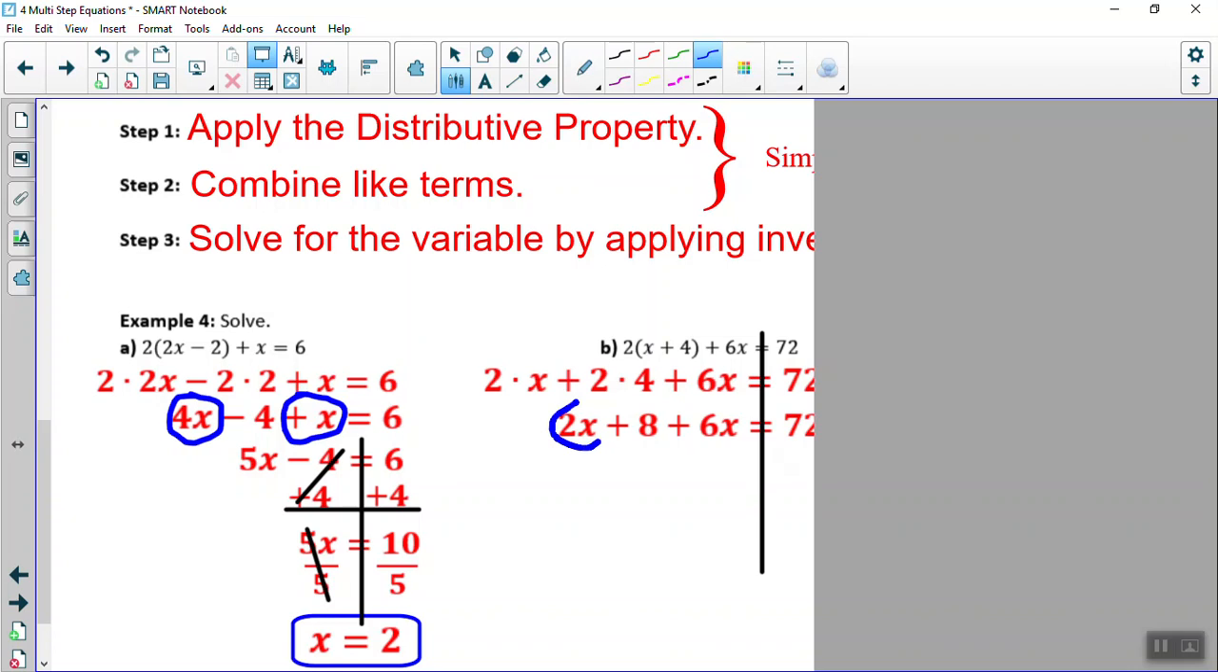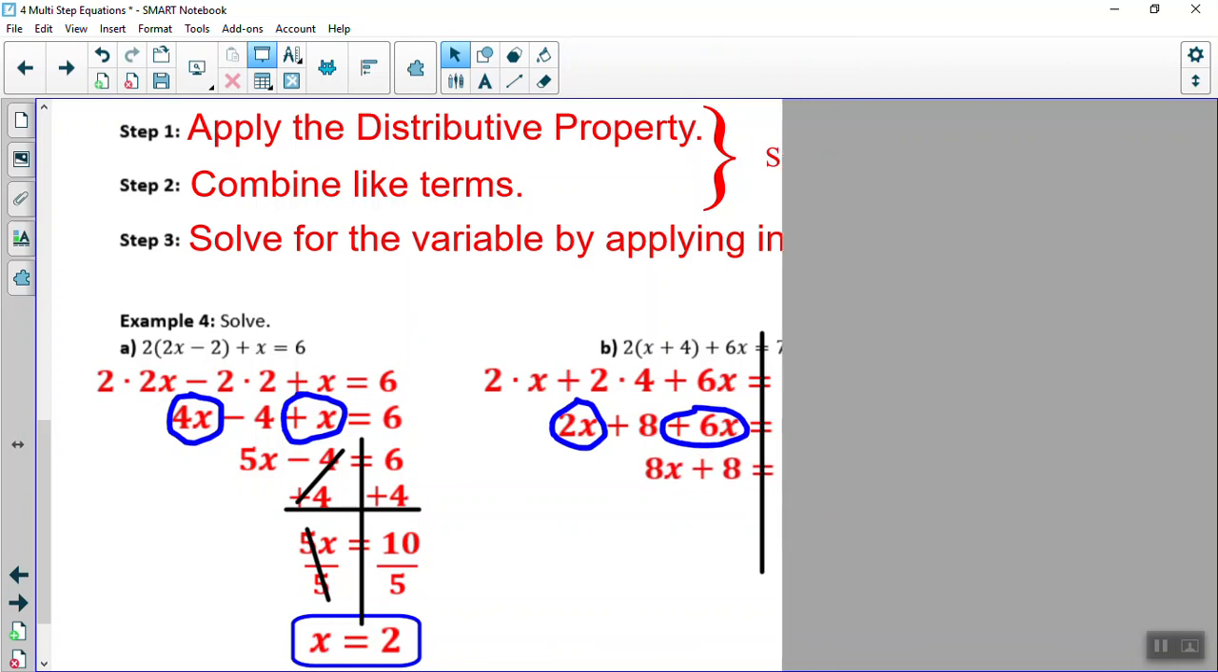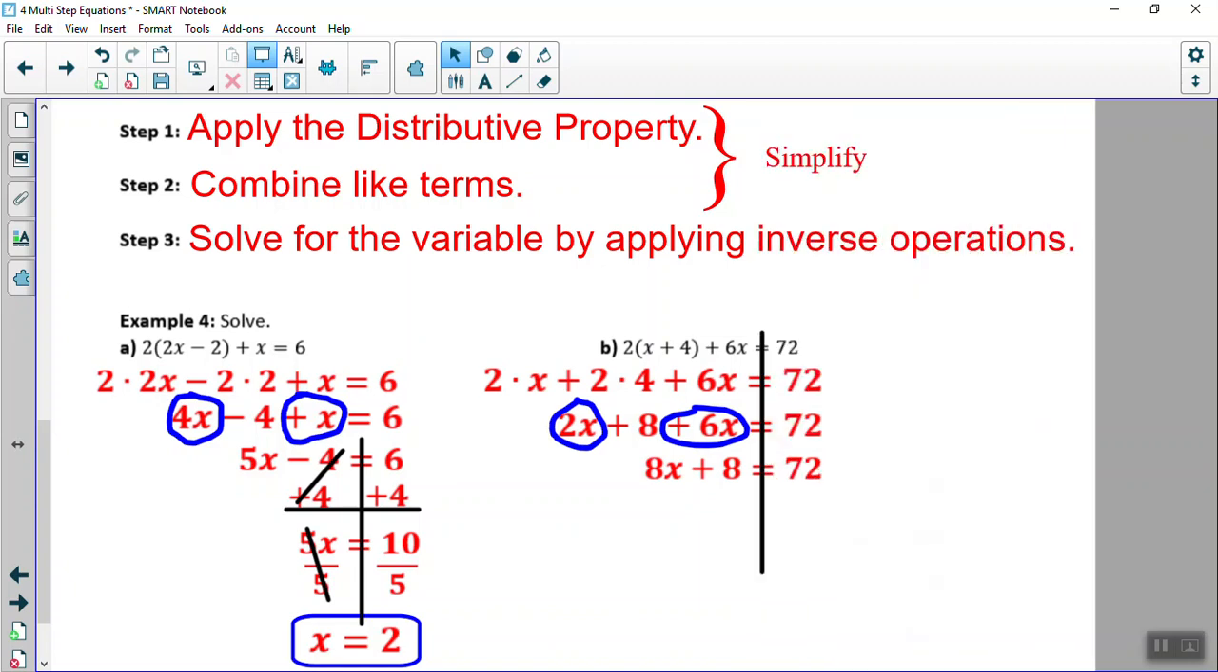I've got my 2x, and I've got plus 6x. So 2x plus 6x is going to give me 8x. And then I can bring down my plus 8, and that's all going to equal that. All right, so now we can isolate our variable term. And I'm going to slide this over because nothing's really lining up for me.